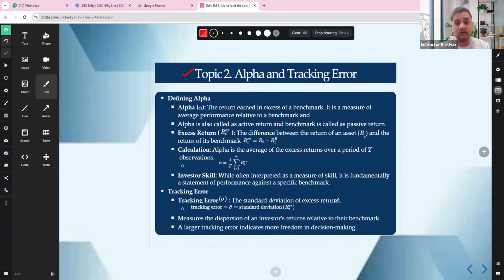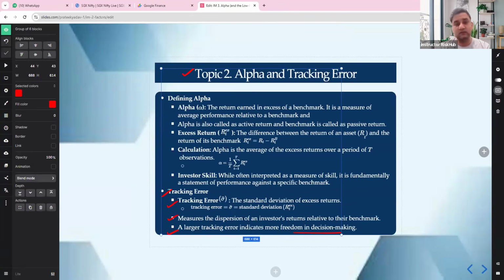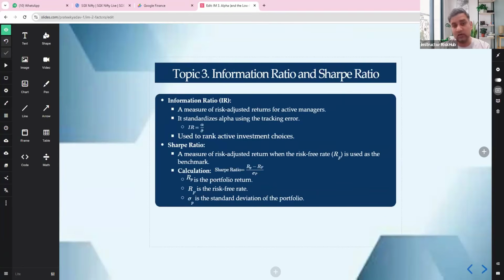Okay, so a lot of points here. I've explained them well, but you have to remember especially that tracking error measures the dispersion of investor return. A large tracking error indicates more freedom in decision making, right? Okay, and once we have seen that, we go to the next one, which is your information ratio and your Sharpe ratio, right? Information ratio you have studied in FRM Part One also.